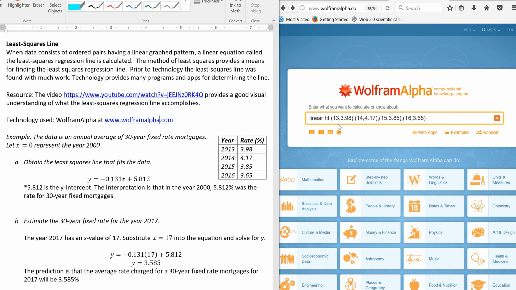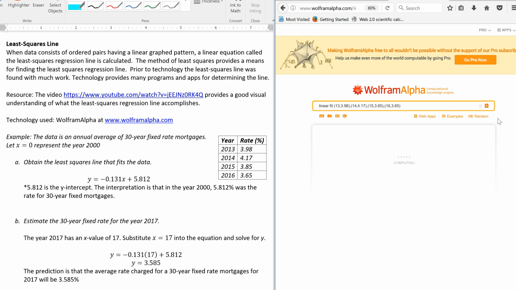So 2013 is represented with just 13. Then I write comma and the rate 3.98. Close that ordered pair and place a comma right after it to let the program know that another ordered pair is being written. 2014 is written as 14, comma, and the y value or rate is 4.17. Complete that by writing all the ordered pairs, select the equal sign, and wait for a moment.